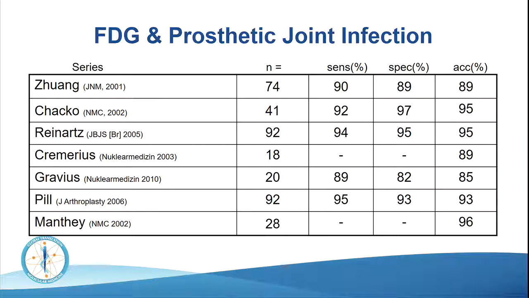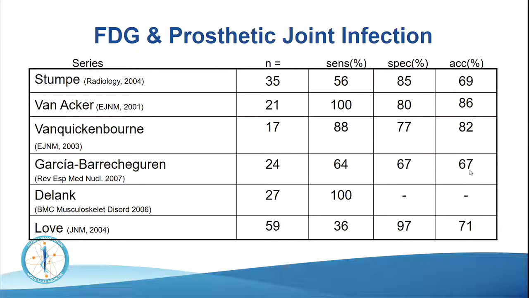Some of the early papers reported a high accuracy ranging from the high 80s up to the mid 90s. Subsequent data were less encouraging, however, where the accuracy was as low as 69% in the Stumpy series and was variable in some of these others, actually 67% in the Garcia series.